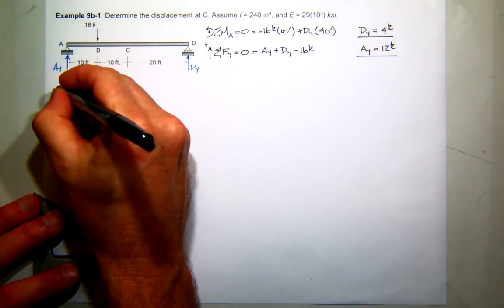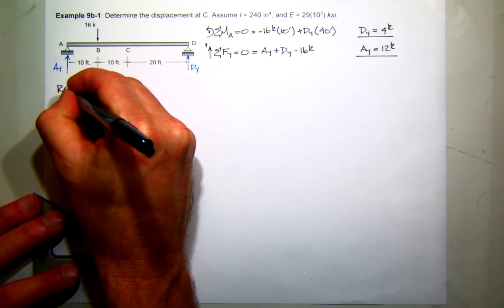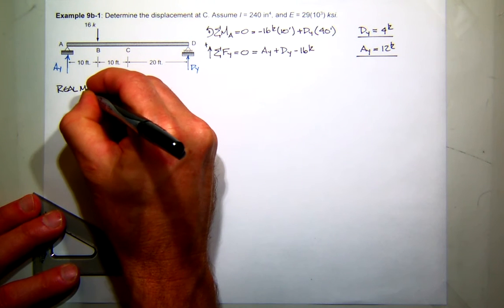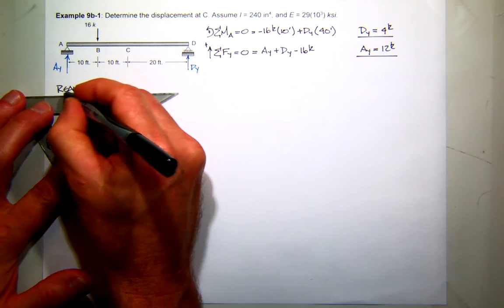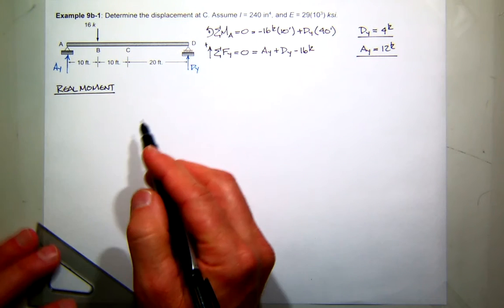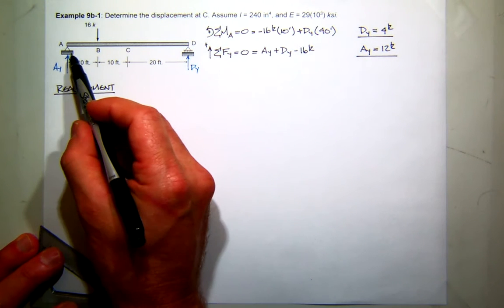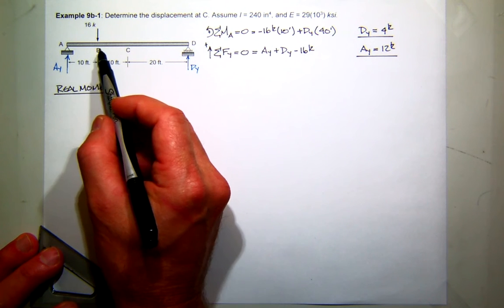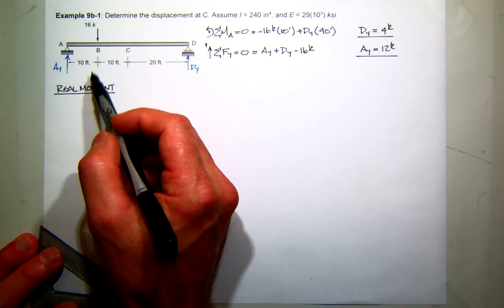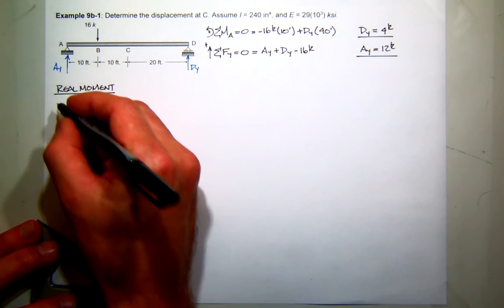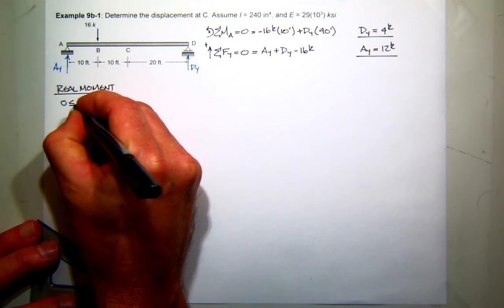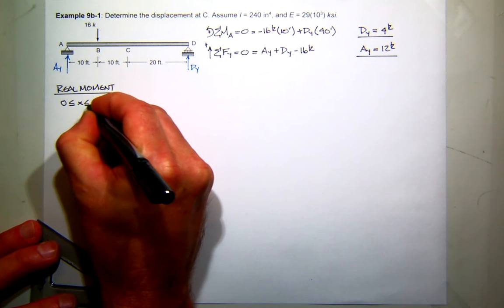So let's now start with the real system, and let's write equations for moment in that system. As I mentioned earlier, we're going to have to write an equation that's good from 0 to 10, and then a second set that's good from 10 to 40. So let's start with the first one, for x equals 0 to 10.